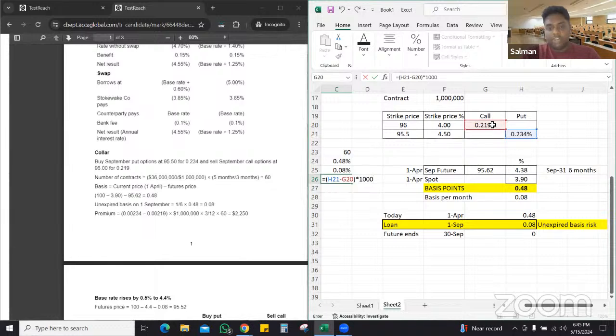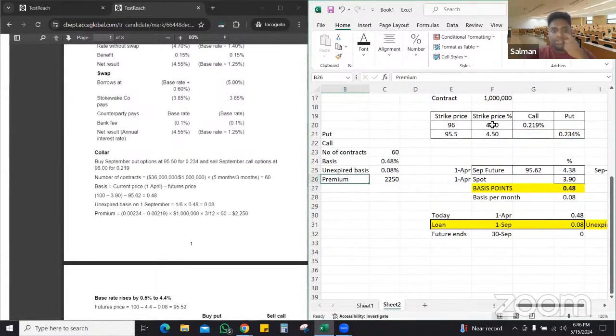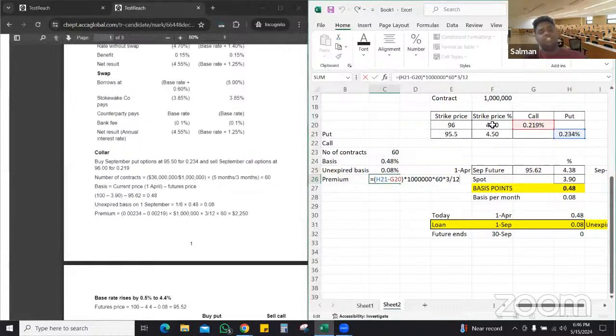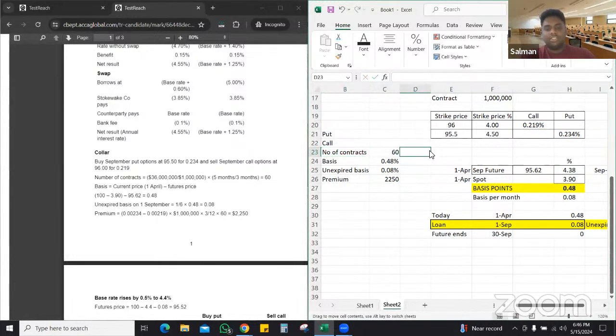How much? We are going for a 1 million contract. And that 1 million contract, we are buying 60 contracts. And each contract is 3 months. So your premium expense is 2,250. For put option, we pay 0.234% premium, call option 0.219%. Net it off. We are paying the premium for the different options contracts. Each contract is 1 million. We are going for 60 contracts.